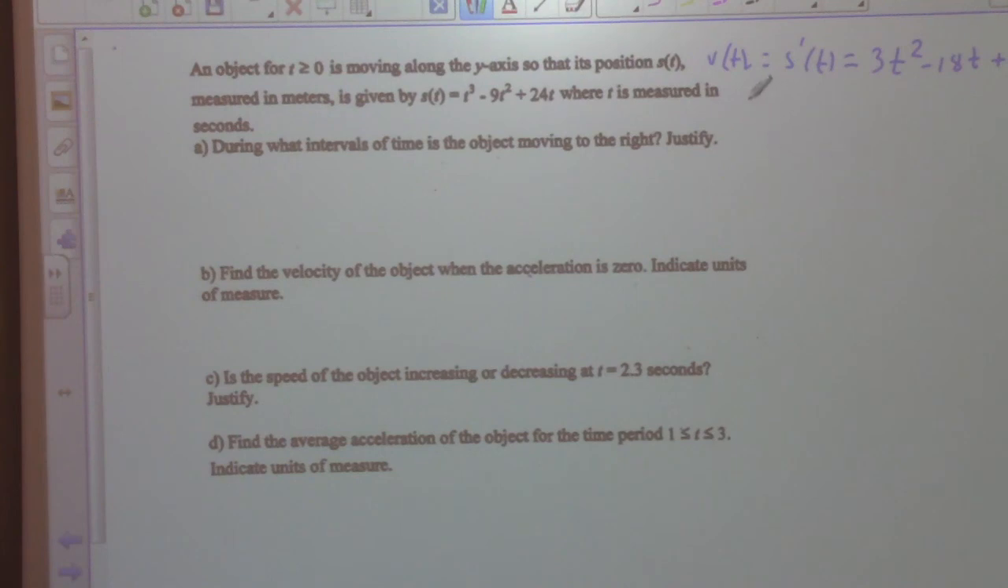We set this equal to 0 here, and Kylie suggests factoring out a 3. So we do that, we get t squared minus 6t plus 8. Now if you divide by 3, you have 0 is equal to, and you can just factor what's left. What do we have left here?